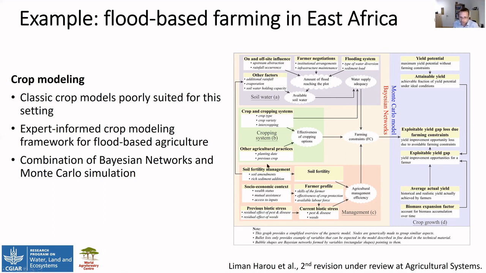The soil fertility management is here. Different crop types can be considered. We have something on the flood regime and farmer negotiations, which has to do with infrastructure and institutional arrangements of flood management. So there are a bunch of elements of system functioning that he elicited from people he worked with, people who actually operate in such systems. And he was able to put together a model that ultimately allows you to make predictions of the yield in such a system. We're currently working on the second revision, and hopefully the paper on this will come out pretty soon.